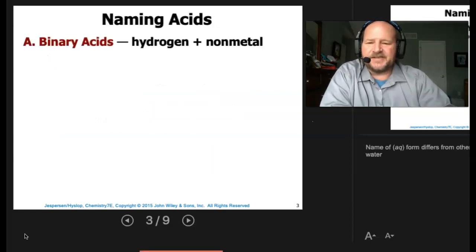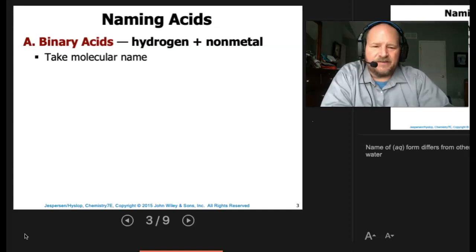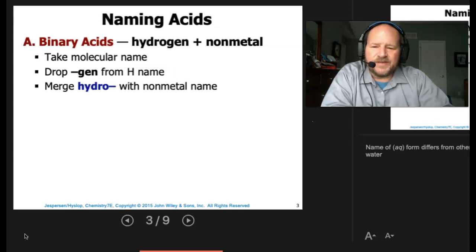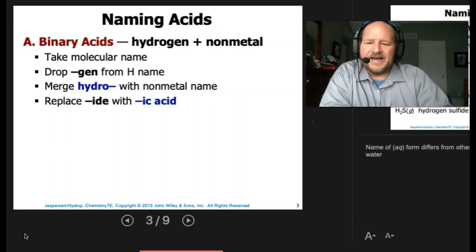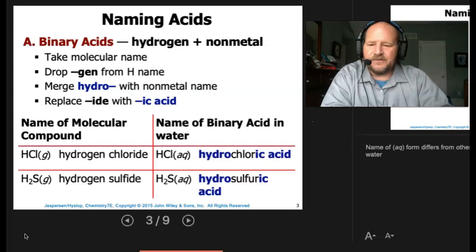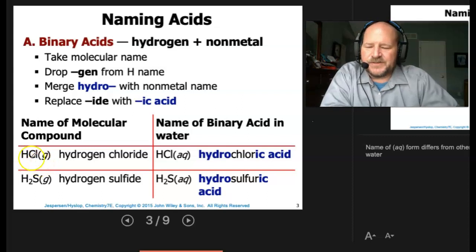So naming acids, the binary acids, when you have hydrogen and just a non-metal, what you're going to do is take the molecular name. So we'll drop the gen from the H name. For instance, like hydrogen, we'll take just that hydro part and we'll merge the hydro with "ide" and then "ic" acid. Okay, so in other words, if we have the name of the molecular compound as HCl, what we'll do is this, we'll take the hydro and then we'll add the chloric acid. Okay, if it's H2S, we'll have hydro and then sulfuric acid. Okay, so hydrosulfuric acid.